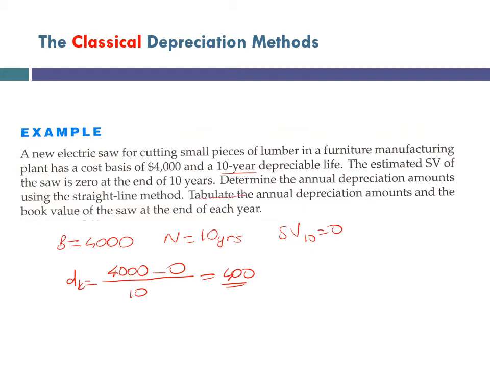It says tabulate the annual depreciation amounts and the book value. So what we can do is say that this is the number of periods.